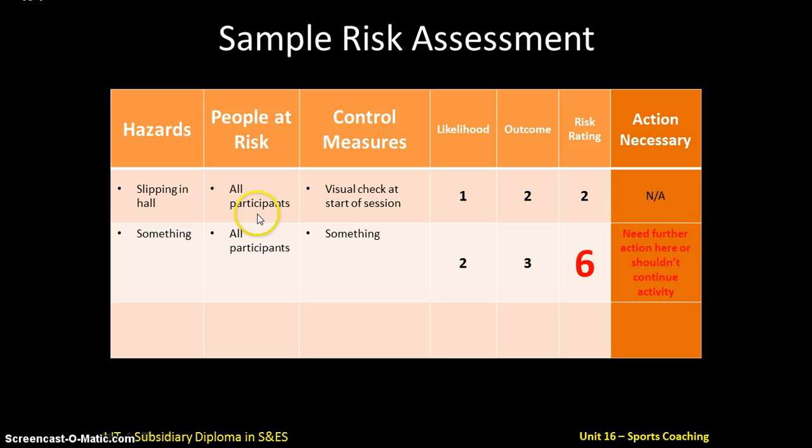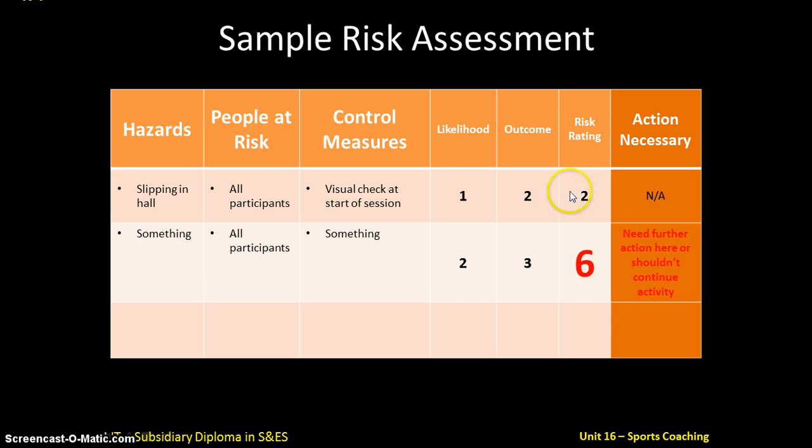All the people participating. What control measures have you got in place currently to try to avoid this being a risk and a problem? I'm going to do a visual check of the floor at the start of the session to check nothing's astray. There's no water or anything. What's the likelihood out of 3 of this happening? 1 being not very likely, 3 being very likely. What are the outcomes? So how serious would it be if this was going to happen? 1 being not massively serious, 3 being very critical. And then you times these 2 together to give you your risk rating.